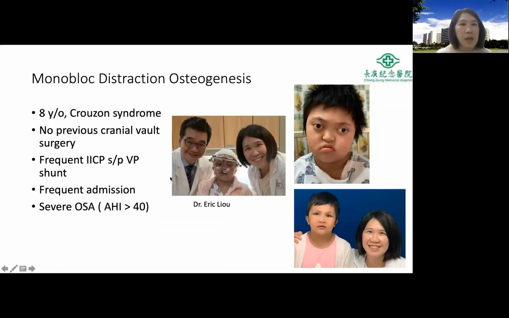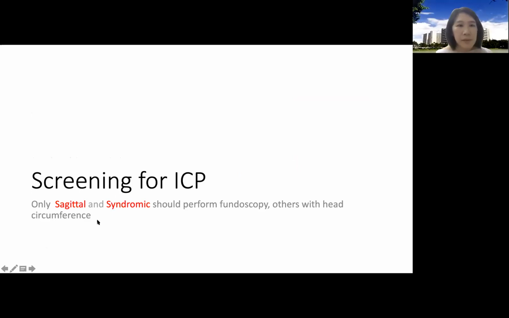So that's our case of Crouzon syndrome. The patient had no previous cranial vault surgery. He only had the VP shunt. So at that time, we did the monoblock distraction osteogenesis because she had severe OSA, and she had frequent admissions because of the upper airway problem. And finally, we did the monoblock distraction and got a quite satisfying result.